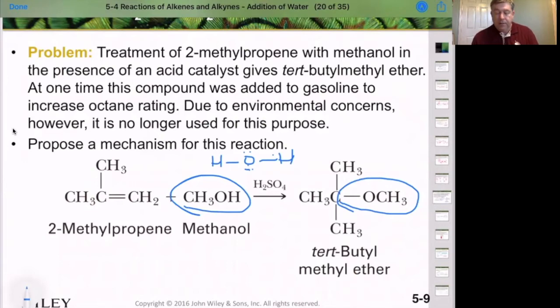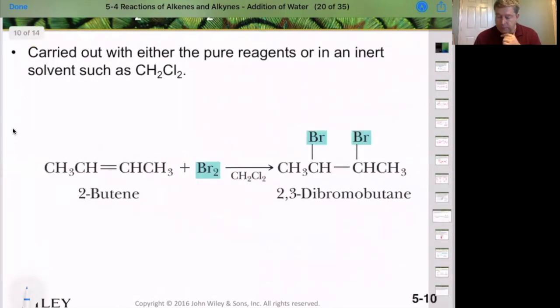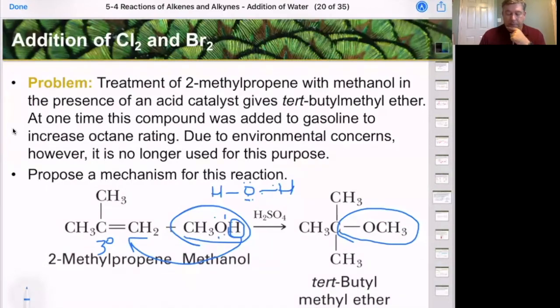So what I think is probably going to happen is we're going to protonate this alcohol just like we protonated the water. And then one of the hydrogens here is going to add to our double bond, giving us our tertiary carbocation. And then our tertiary carbocation is going to react with some kind of Lewis base to form our final product. So let's see how that can happen.